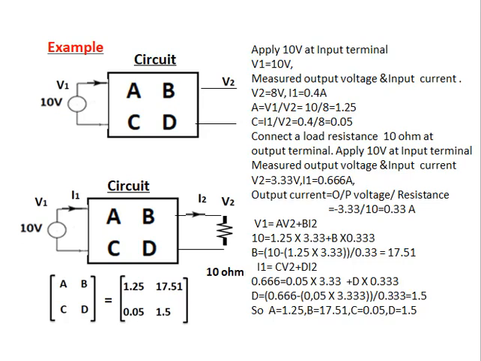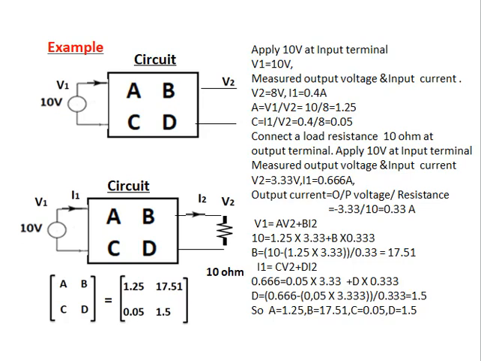Connect a load resistance of 10 ohms at the output terminals. Apply 10 volt at the input terminal. Measured output voltage and input current: V2 is equal to 3.33 volt and I1 is equal to 0.666 ampere. Output current is output voltage divided by resistance, 3.33 divided by 10, equal to 0.33 ampere.